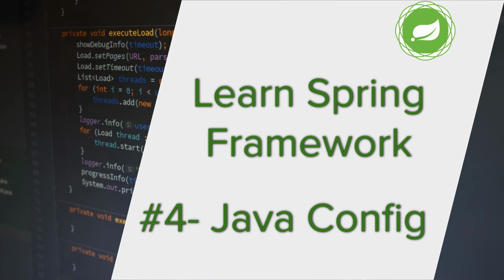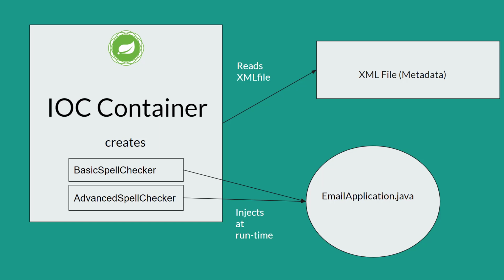In this video, we will see how to configure Spring in our application using just Java and without any XML configuration. We will take the example application we have developed before and configure Spring using Java. So let's get started. In the previous video, we saw how our Spring IOC container reads the configuration data from the XML file and creates the objects automatically.